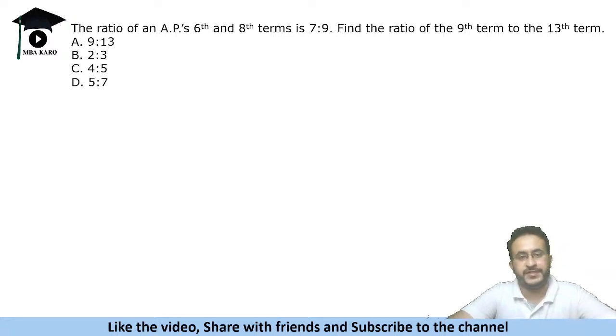So ratio of sixth and eighth term of an AP is 7:9. You need to find the ratio of ninth term to 13th term.